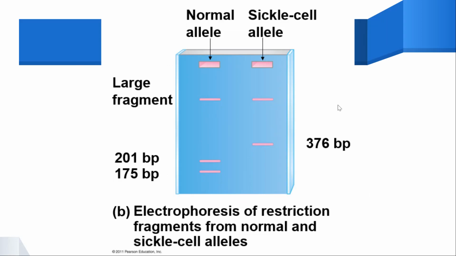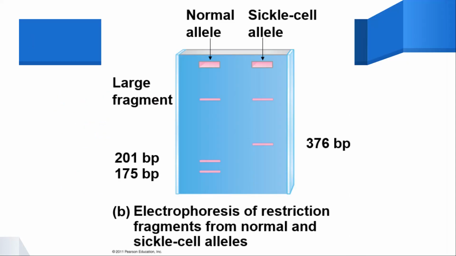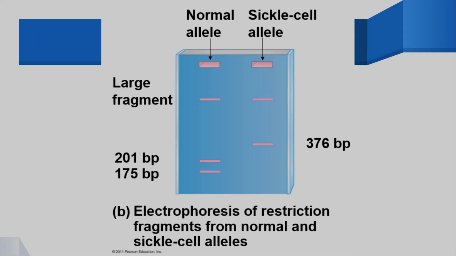So we can do some gene analysis to determine if somebody has a sickle cell gene or not. That's one example of a use for gel electrophoresis, is determining particular genes for particular disorders.